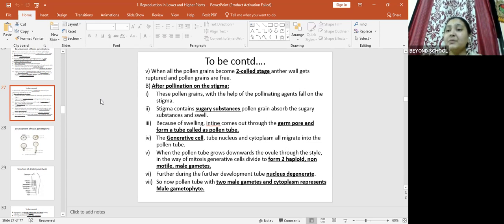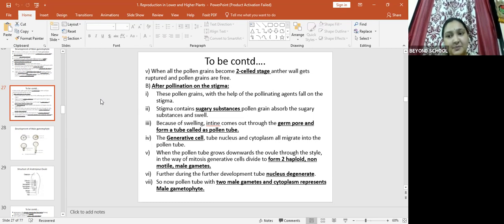So the pollen tube is filled with the two male gametes, and therefore it is representing that this pollen grain is what? It is an androecium. It is having a quality like a male, and hence it is called so, and in this way the formation of male gametes is taking place.